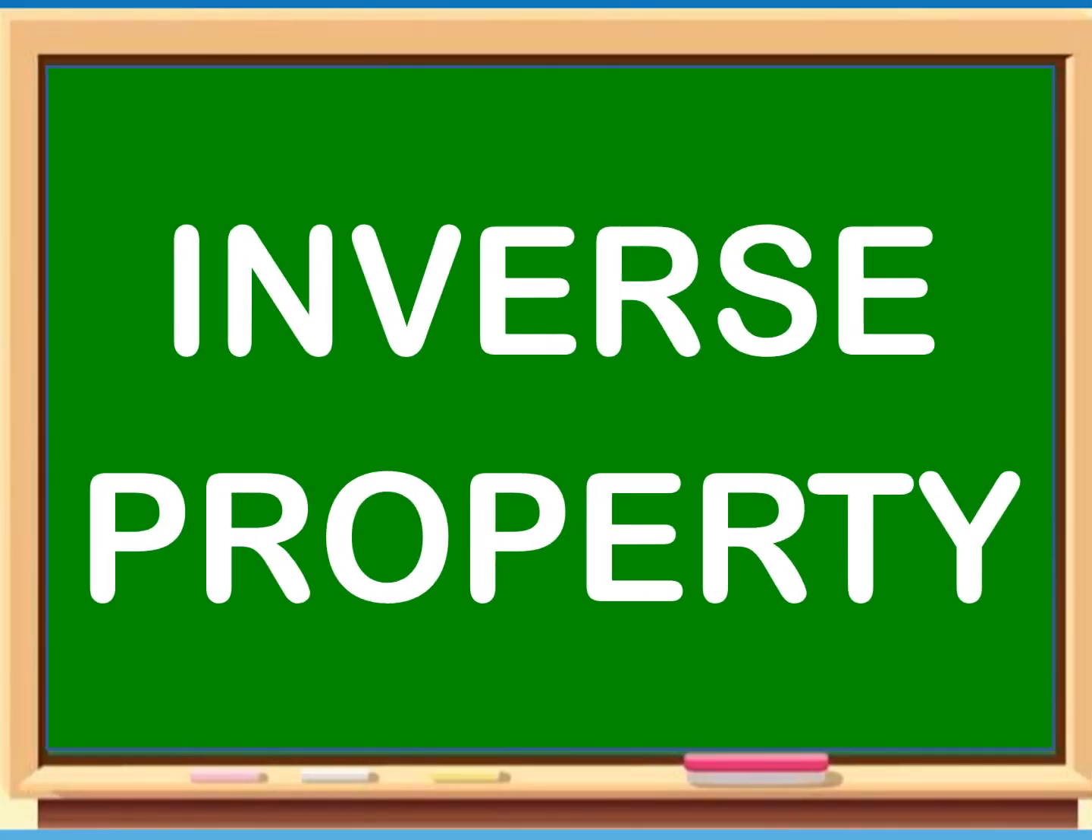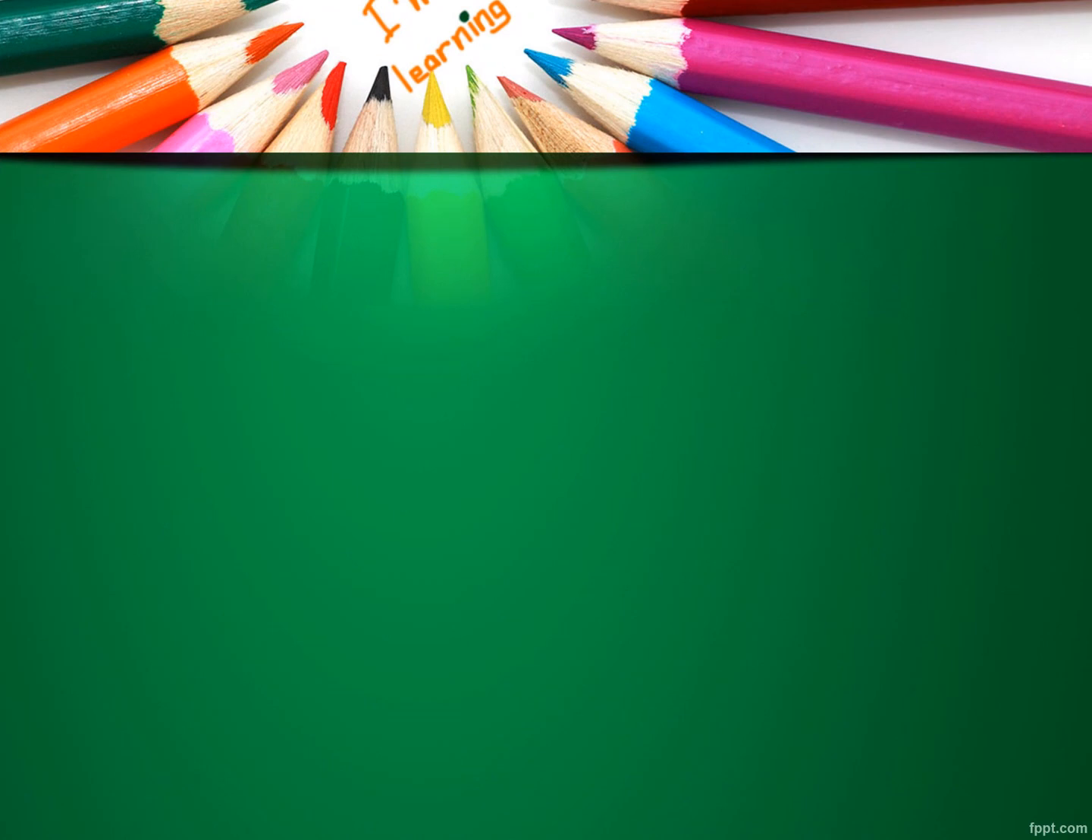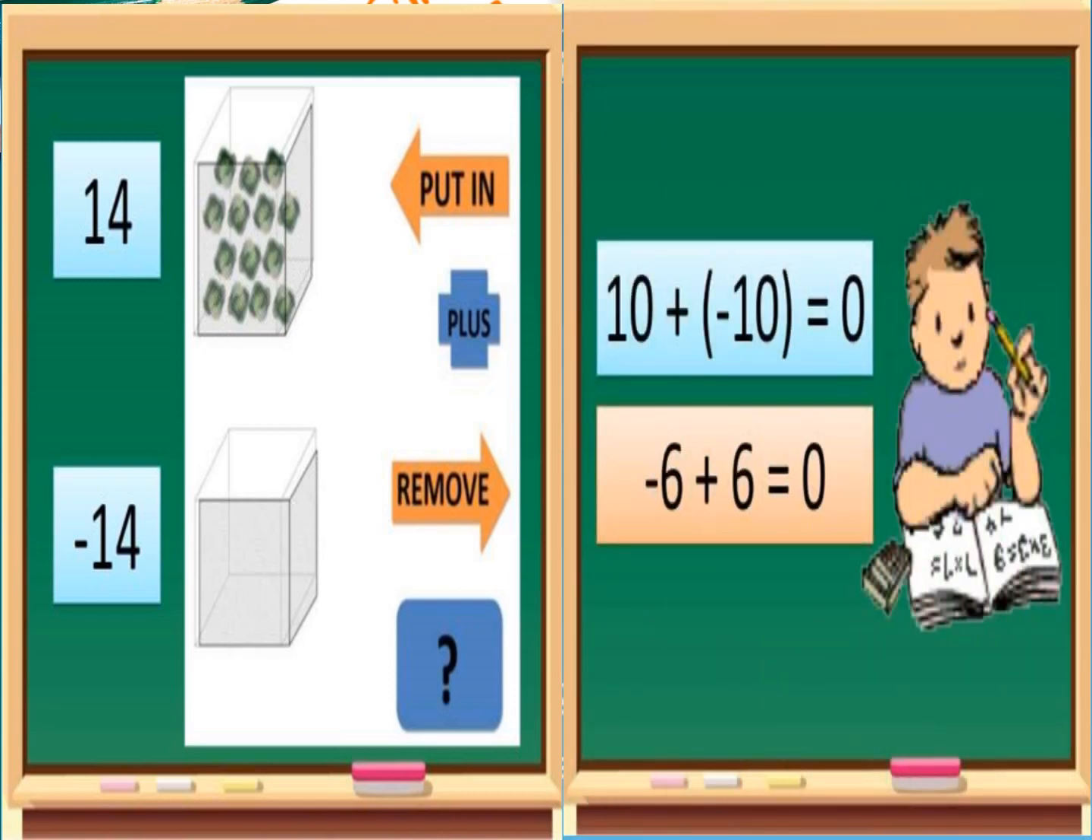Okay, now let's have the inverse property. So, saan ba gagamitin yung inverse property? Ano bang meron sa kanya? Okay. Ano bang meron sa inverse property? Sample. Yung 14 natin, nilagay daw sa, ayan, may nilagay tayo dito. Tapos, nagtagal tayo ng 14 ulit. So, anong nangyari? Wala nang laman dito sa lagayan, di ba? So, ganun din po. 10 plus negative 10 is equals to 0.